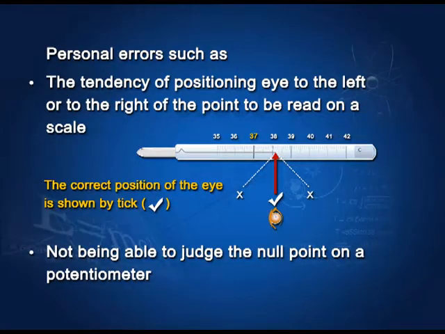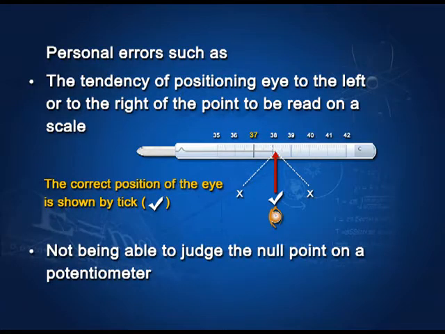Then the third category of systematic errors is personal errors. Many of them I have already enumerated, but let me tell you in detail. Say you are reading a thermometer. In a certain experiment, you are reading a thermometer. Your teacher has told you to note the point to be read, and your eye must be either directly above that point or directly in front of that point. If you are either this way or this way, you will not be able to read the temperature correctly, and this will again lead to errors in measurement.